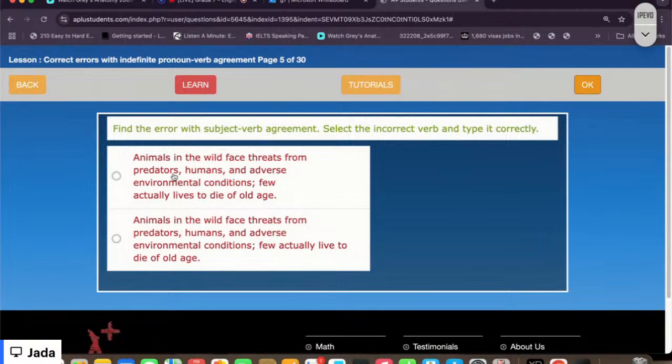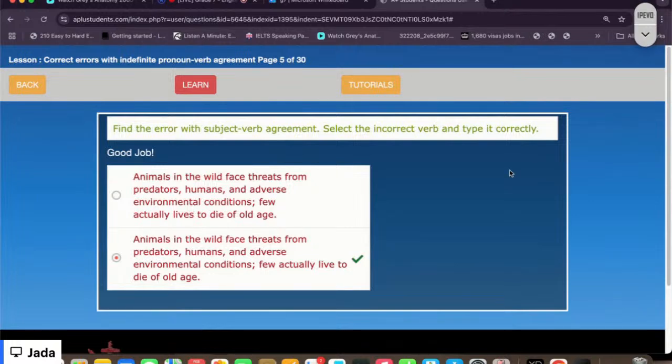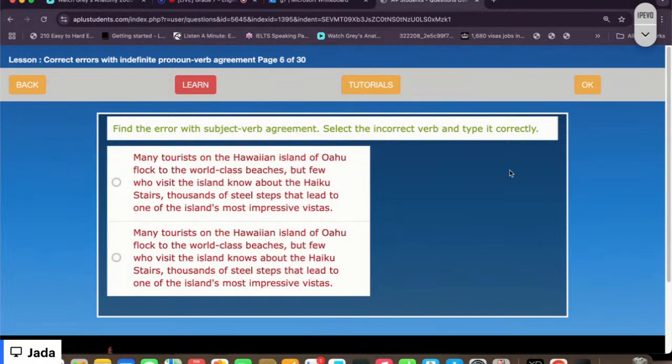So we have animals in the wild face threats from predators, humans, and adverse environmental conditions. Few actually lives to die of old age. So live to die of or lives. Lives here is the what? It's the verb. Okay. So this is live because few is an indefinite plural subject. So we had few there, and that is the right one for that. Okay.